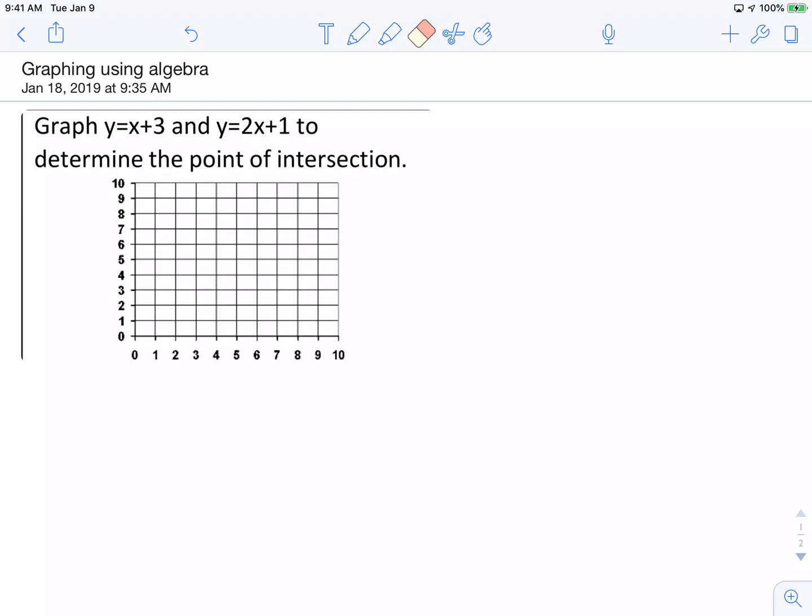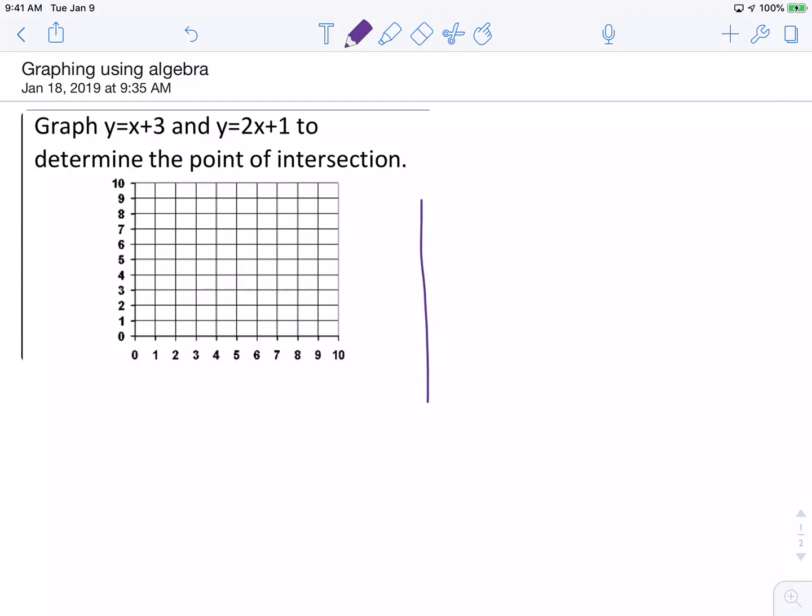Graphing using algebra. Now, this looks a little intimidating, but we can do this. And we do it by using input-output tables, also known as a function table. So, input-output, or function table. I'm going to go ahead and show you what I'm talking about.